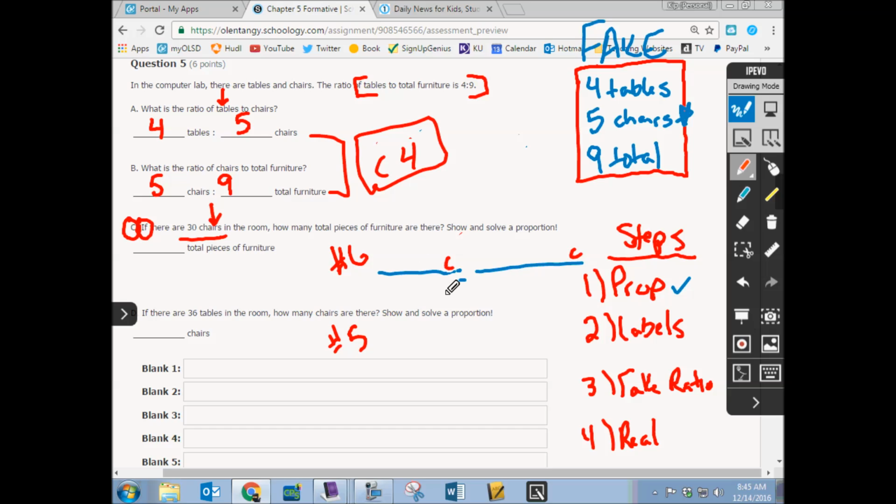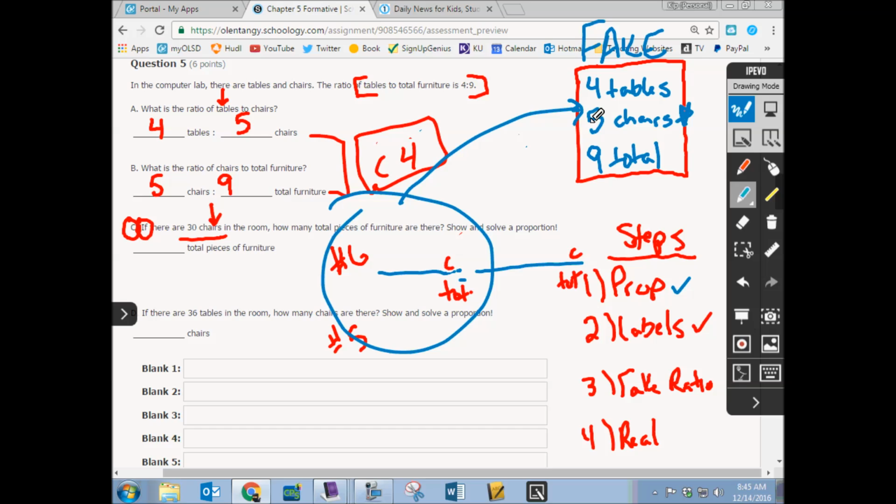How many pieces total? Total. Now be careful just writing T. Why? Because table starts with T also. So when I get tables like this, I like to put TOT. So TOT. Now I'm done with step number 2. Let's go to step number 3. That is where we build this from our edge pieces. So what is the ratio of chairs to total?